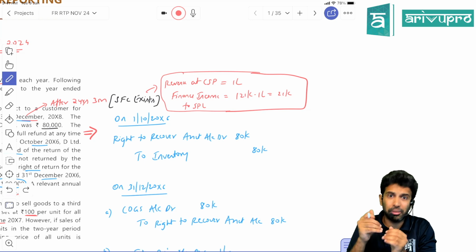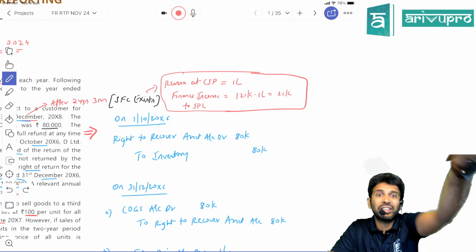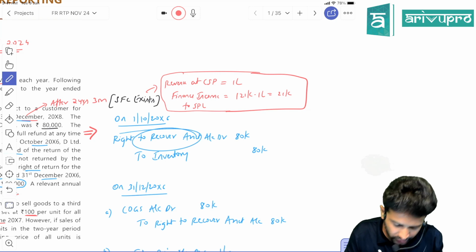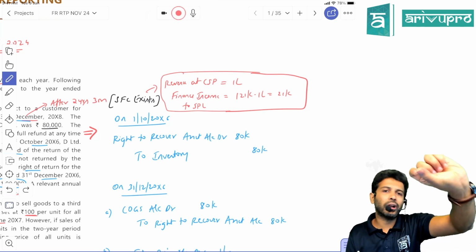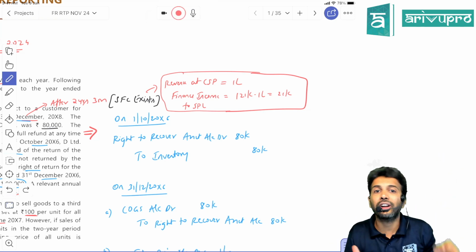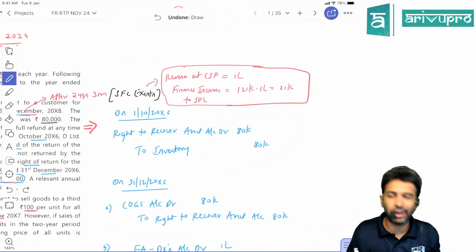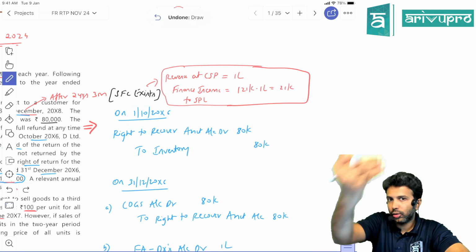But at the same time, when the customer returns the product, we have an obligation to pay him the money. But at the same time, we have a right to recover one good called inventory, right? Hence, we will also book a corresponding asset called right to recover the asset. This represents your inventory, hence you book it at cost price. Here they have given the cost of the product to be 80,000. So this journal entry you will pass to the extent of cost price, which is 80,000. That is on 1st October, the day you gave these goods.